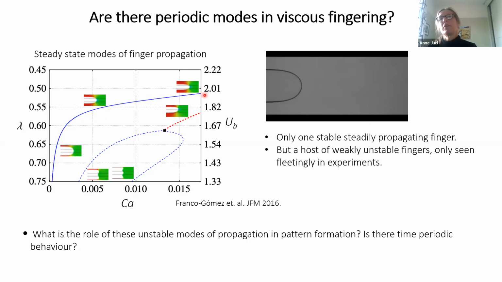and it will take slightly different speed, say, relative to the mean speed in a channel, or width, but it exists over the whole range that we're looking at here. And it's stable. But what you also see here are these dashed lines, which correspond to unstable modes. So you'll have this double-tipped mode and this triple-tipped mode and this asymmetric finger. There's a whole host of weakly unstable fingers, but these are only ever seen very fleetingly in the experiments.